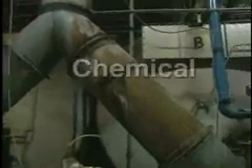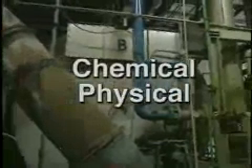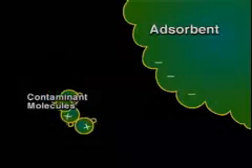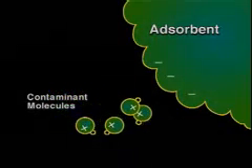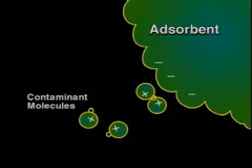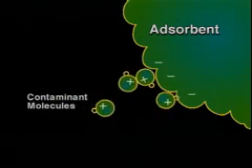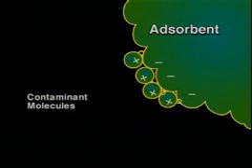There are two types of adsorption processes: chemical adsorption and physical adsorption. Chemical adsorption is not used often in air pollution control systems because of the difficulty in regenerating the adsorbent material. In physical adsorption, the contaminant molecule is lightly held to the surface of the adsorbent by weak electrostatic forces, and the adsorbent material can be easily regenerated.